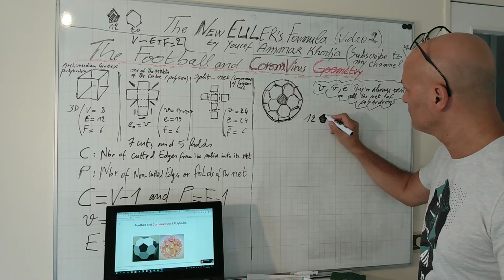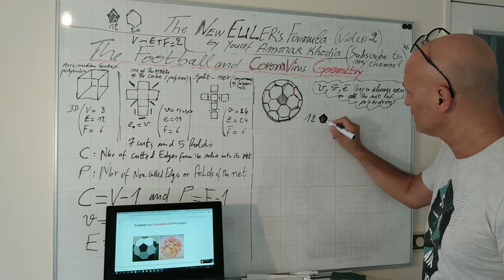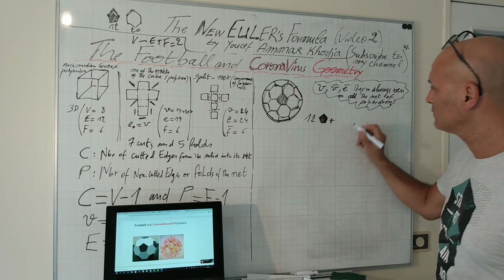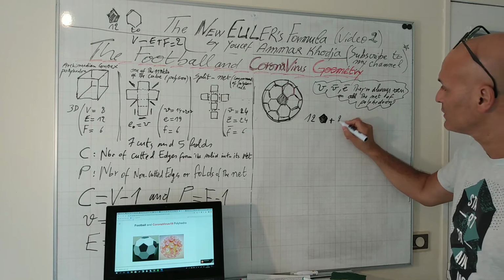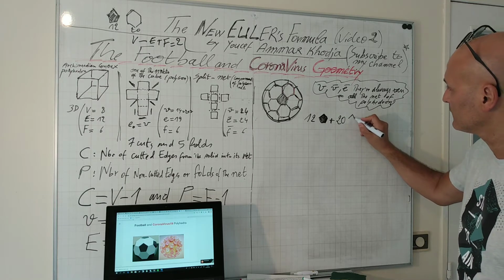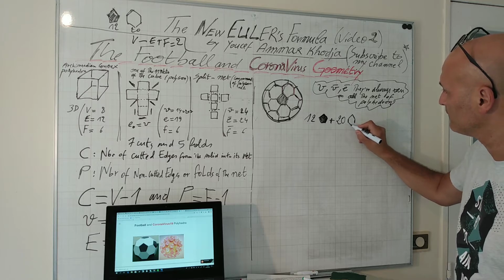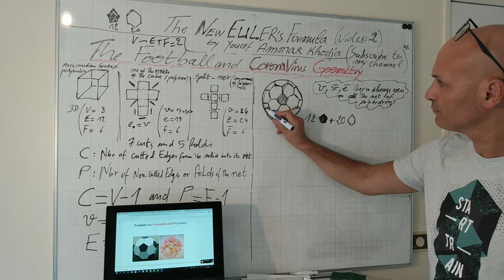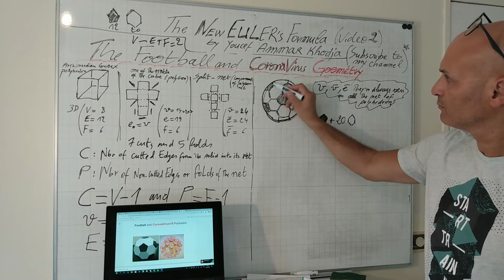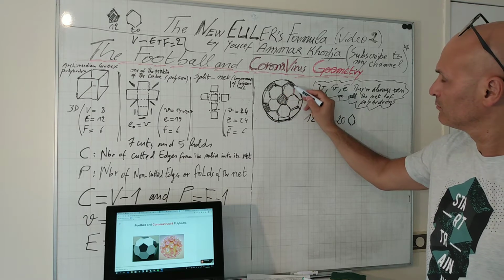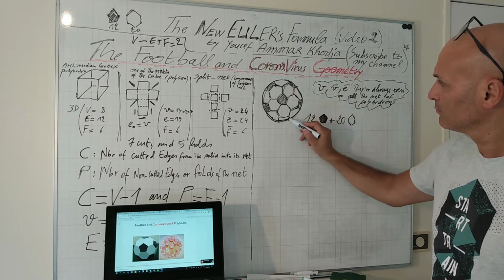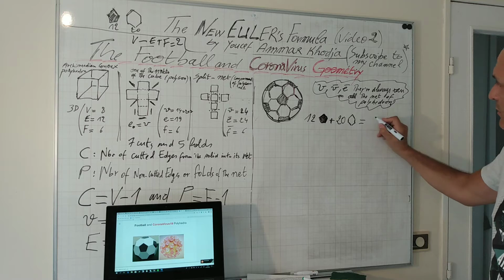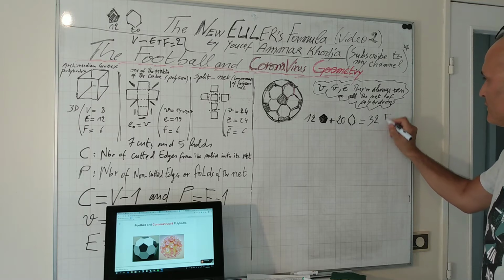I choose to make it more real, like here, painted in black. Add to them 20 hexagons, white hexagons here, for example, for this football. That makes it 32 faces.